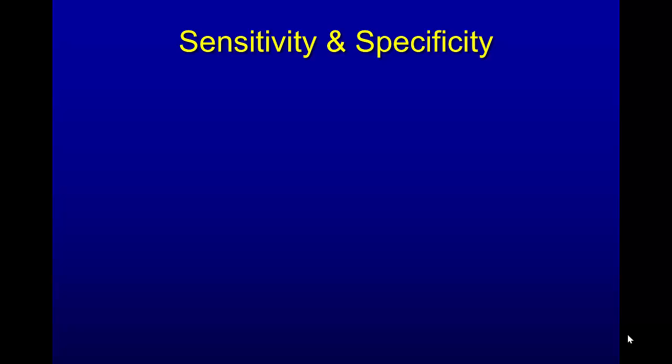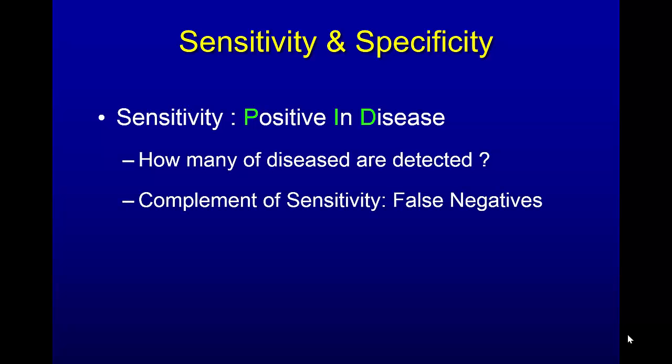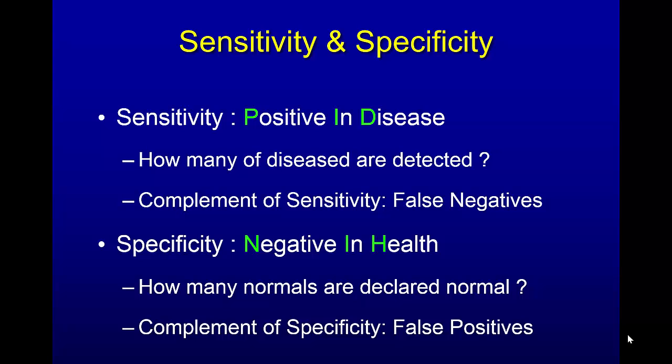So sensitivity, how do you remember it? I remember it as Sackett suggests: PID, or positive in disease. The mnemonic he suggests is to remember it as PID, or pelvic inflammatory disease. How many of the diseased are detected? PID. And the complement of sensitivity is false negatives. Specificity is negative in health. How many normals are declared normal? The way to remember it is NIH, National Institutes of Health. Negative in health, that is specificity. And the complement of specificity is false positives.